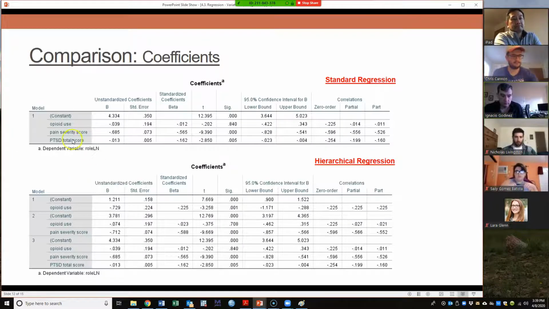Here are our coefficients for our simultaneous model with opiate use, pain, and PTSD. Here are my coefficients for opiate use. Here are my coefficients for opiate use and pain. Here are my coefficients for opiate use, pain, and PTSD. Chris C., what am I seeing in these coefficients here? They're exactly the same.